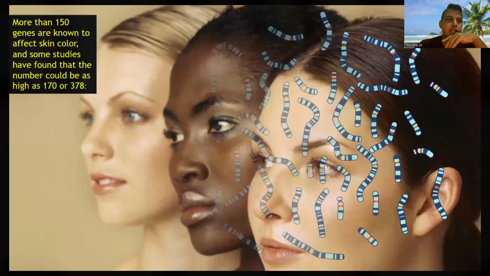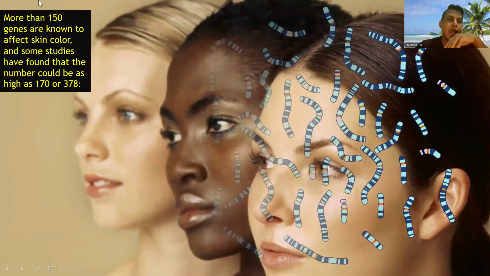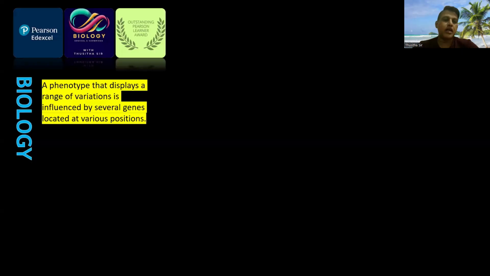So polygenic is usually continuous variation, and polygenic traits we can see, for example, skin color, where more than 150 genes are known to affect the color. That means polygenic means the genes are located on different chromosomes, different loci, and their interaction can cause the phenotype. So the definition is: a phenotype that displays a range of variation and is influenced by several genes located at various positions. That's the definition of polygenic.